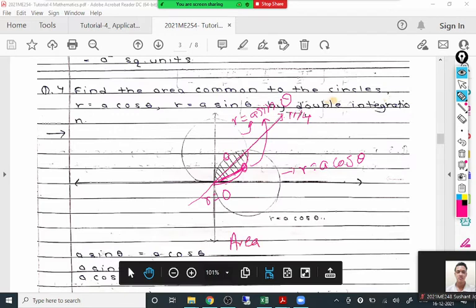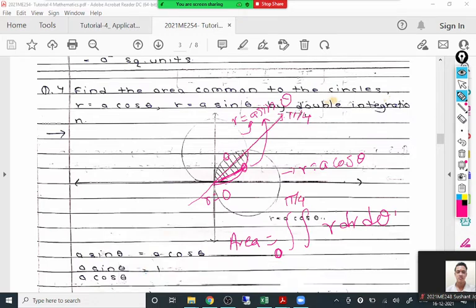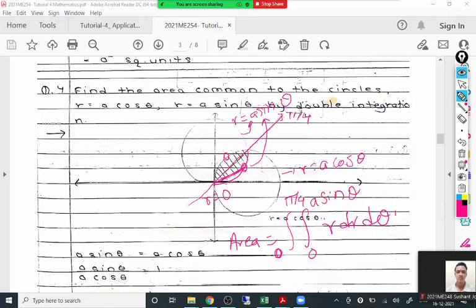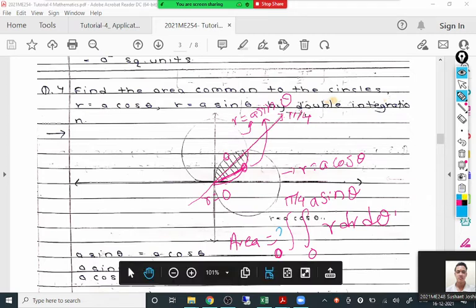So area becomes a double integral r dr d theta, with the limits of theta from 0 to pi by 4 for the outer integral, and the limits of r from 0 to a sin theta. Now there are two ways to move ahead. You can write plus, and then do pi by 4 to pi by 2. Or we can take 2 times also, since it is symmetrical. That is good logic. Better you should use 2 times here.